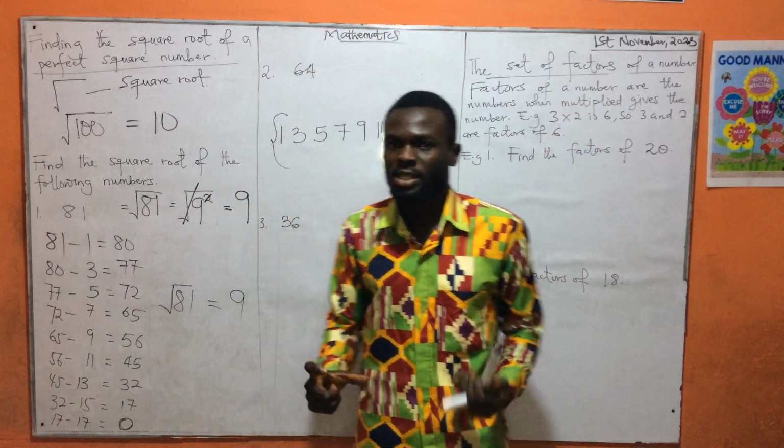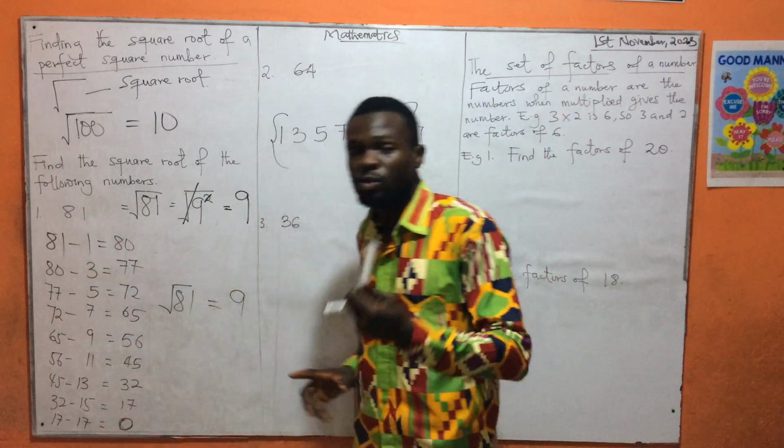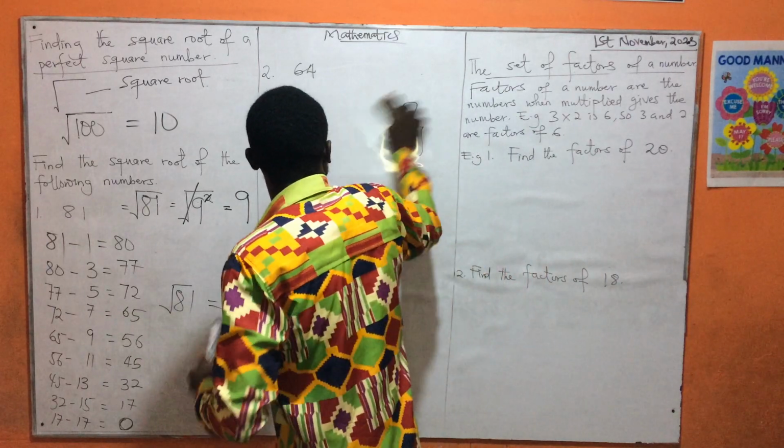And we call this the method of repeated subtraction with the help of the odd numbers. That means if we don't know the odd numbers in order, using this method is going to be very difficult for us. Good. Now let's look at example 2.